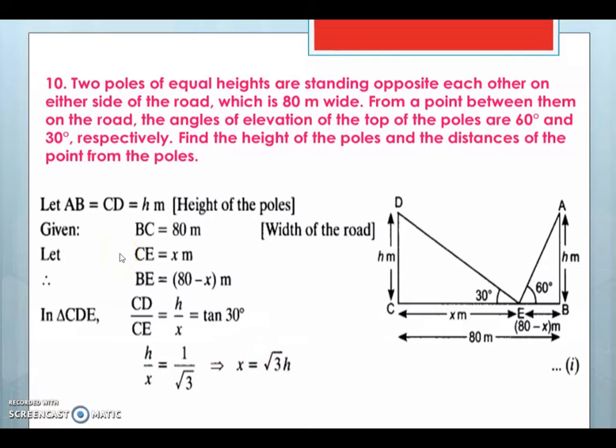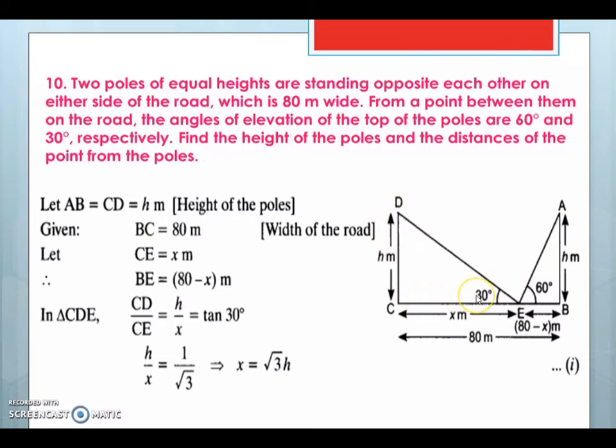Next, you have to apply trigonometric ratios in right angle triangles. Here the two right angle triangles that are formed are DCE and ABE. So in these two triangles you will apply trigonometric ratios. Now two variables are there, h and x, and two equations also you will be getting. One from this triangle DCE and another from triangle ABE. So you will use both the equations and solve the two variables.